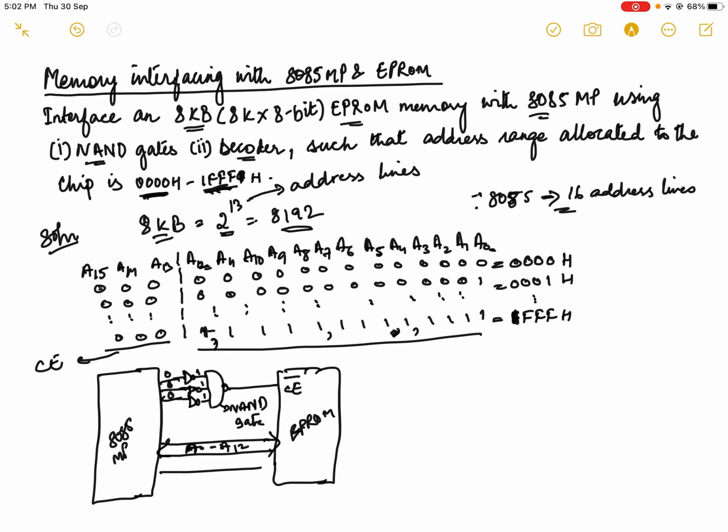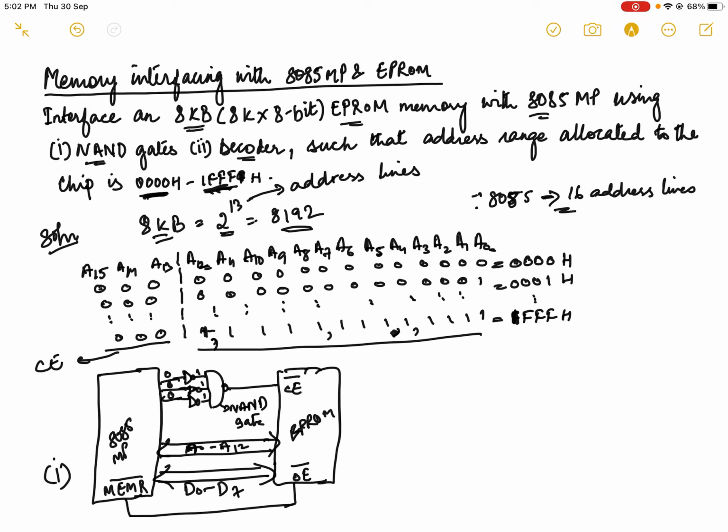You can write the extra lines here, D0 to D7. Because it's a read-only memory, this will be your OE signal. OE means read, so you activate your memory read signal, which is generally an active low signal from your 8085 microprocessor. So this is the first diagram.